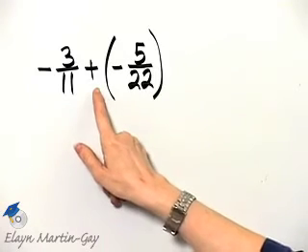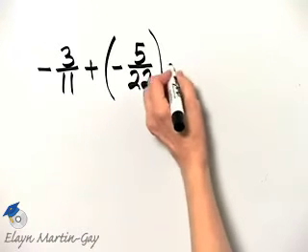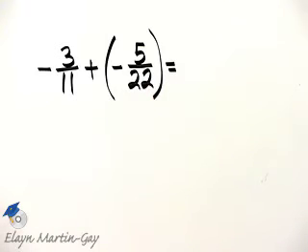Let's add these two fractions. I'm adding -3/11 and -5/22. To add two numbers with the same sign, we add their absolute values and attach that sign.